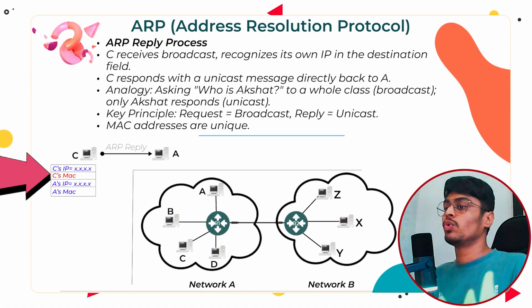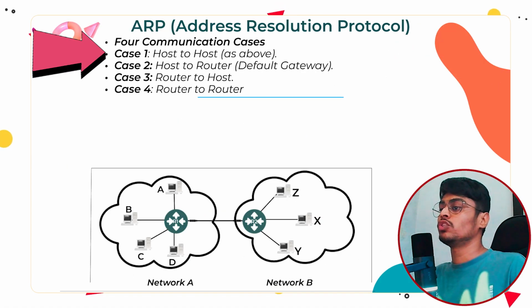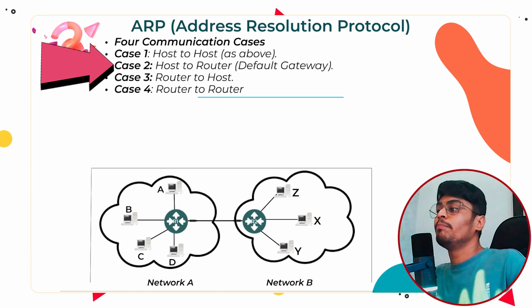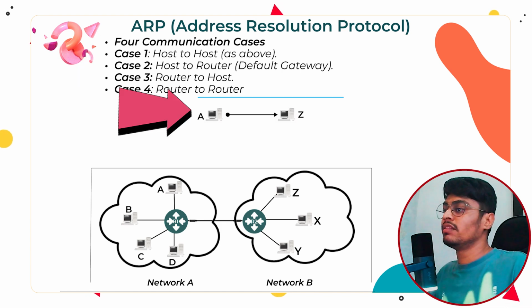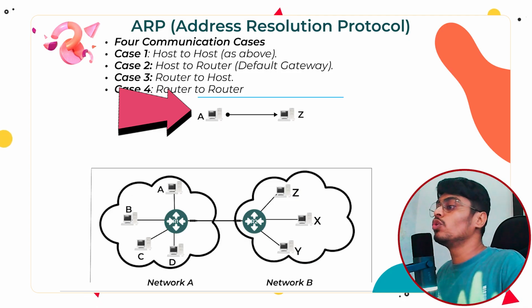This is the communication. Okay, there can be 4 different cases. Let's say if there is a host and it wants to communicate with the host, this is one case. Host wants to communicate with router, means with gateway. It wants to communicate with default gateway. So let's say A wants to communicate with the default gateway. What will be the reason for that? Maybe A wants to communicate with Z in another network, which is in some another network. Okay, in that case you will have to go out of the network.